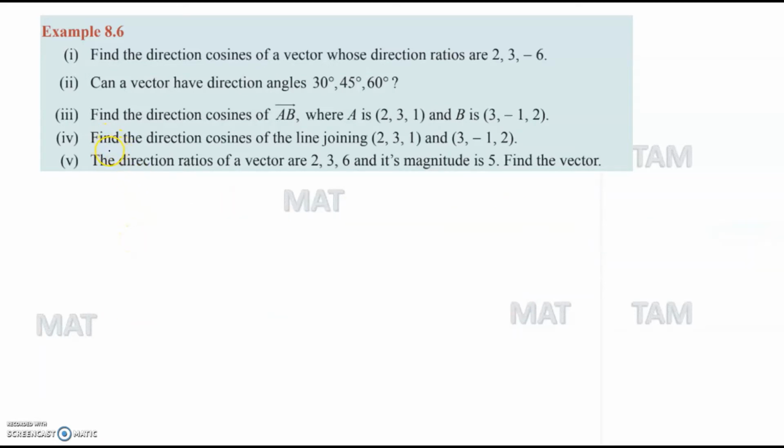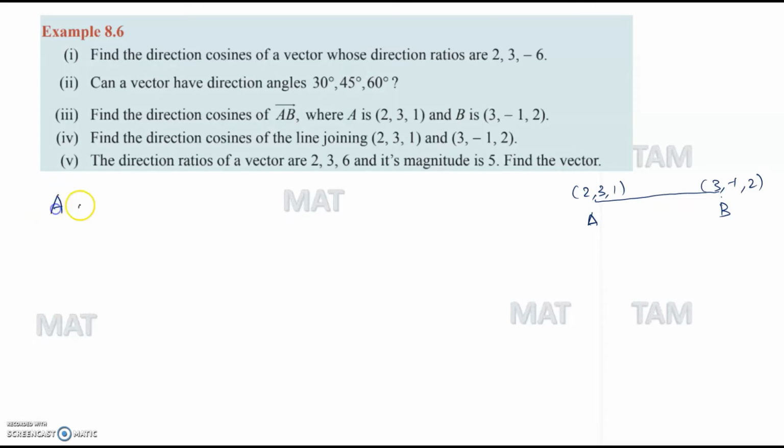The fourth part of the question is, find the direction cosines of the line joining 2, 3, 1 and 3, minus 1 and 2. This is similar to the previous problem. So you have point A as 2, 3, 1 and point B as 3, minus 1 and 2. So this is the line AB. So we need to find the direction cosine of this line. So first let's consider the vector from A to B. So what would be our direction cosine of AB?